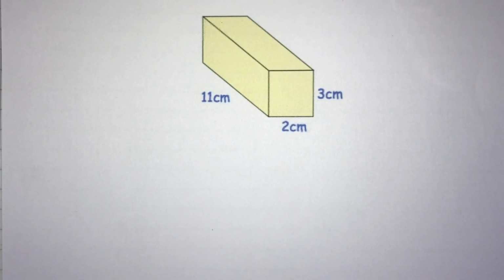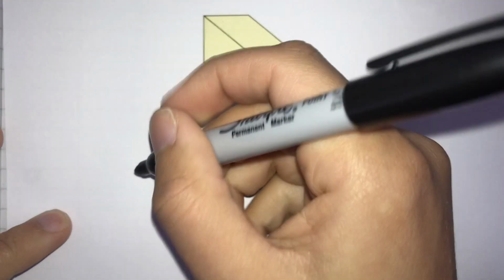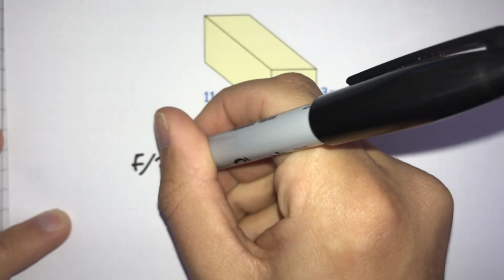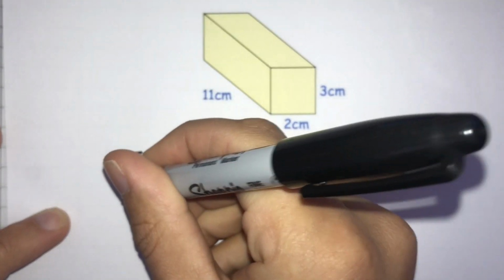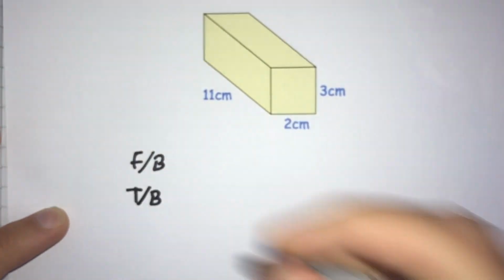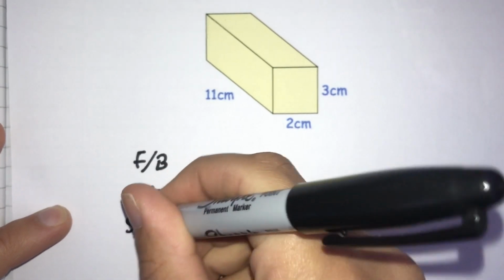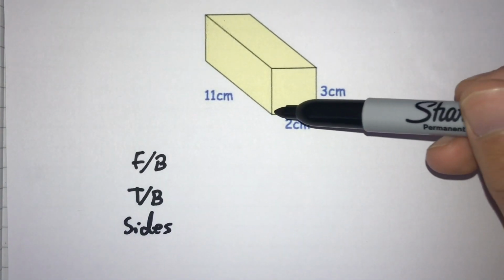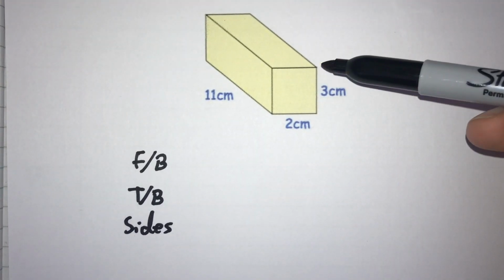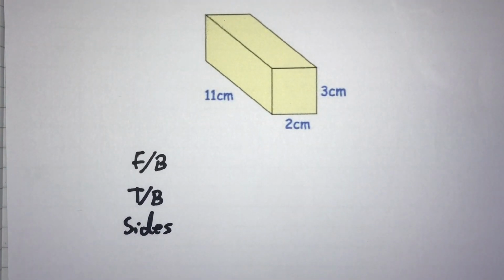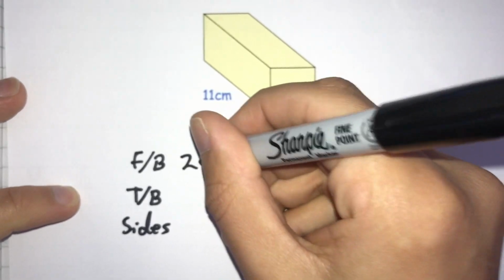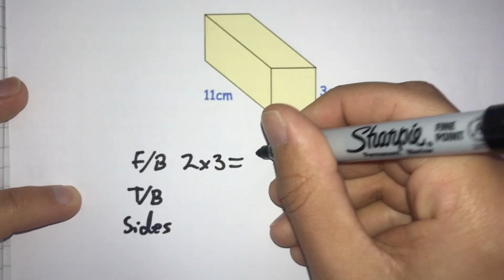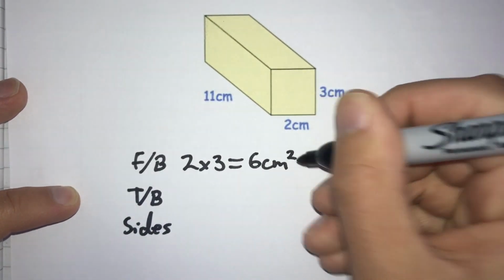Okay, let's look at another example. So this time we've still got a cuboid and we're still going to have these 3 pairs of faces. So we've got our front and our back face. We've got our top and our bottom face. And we've got our side faces. So our front and our back. Well, our front, we've got a 2 centimetre by 3 centimetre rectangle. So to find the area of that front and back face would be 2 multiplied by 3, which gives us 6 centimetres squared.